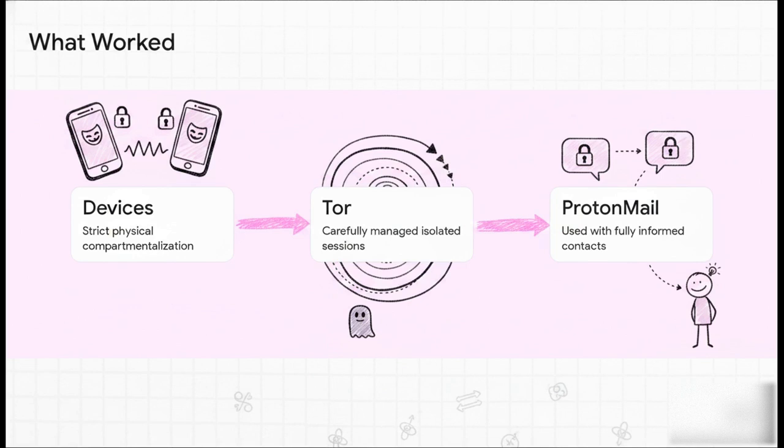Step 2. Using Tor for specific, carefully managed, isolated sessions. That means absolutely no personal account logins and zero cross-contamination. And Step 3. Using Proton Mail over Tor for communication. But, and this is a big but, only with contacts who fully understood the context and operated accordingly. The technology works, folks. The tools do their job. The real challenge is the sustained human operation of those tools against our habits, social expectations, and just daily life.